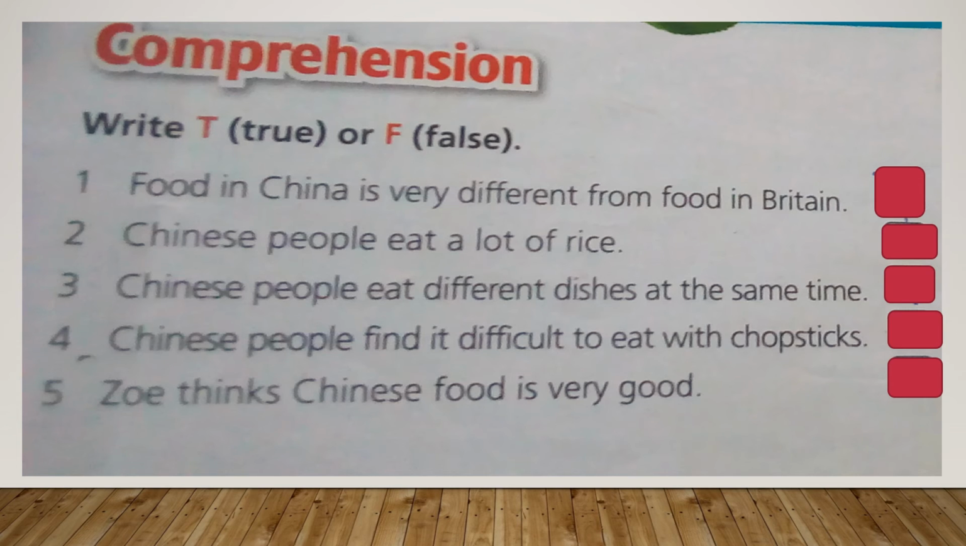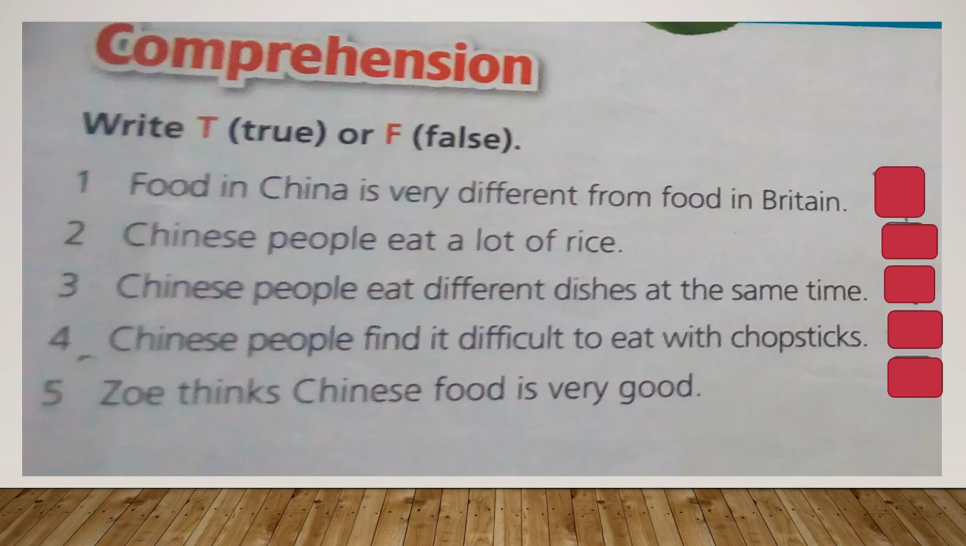Now, before starting answering the comprehension questions, do you remember the question we asked before reading the text? What did Zoe find interesting or even surprising? In China, she found that the food is very different from the food in Britain, and people eat with chopsticks and they don't find it difficult.